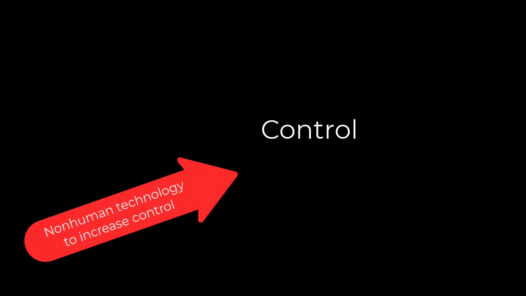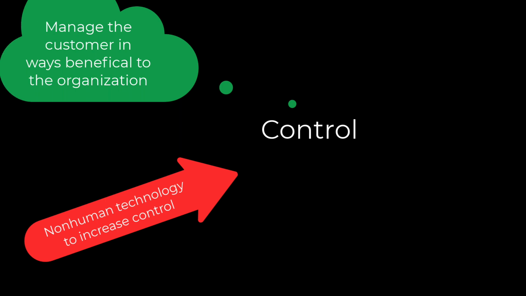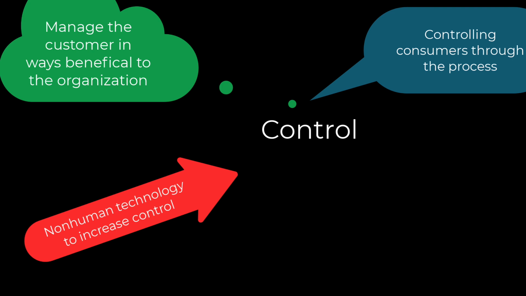Finally, we have control through non-human technologies. What this fundamentally means is using technology to increase control by the organization. It's a way to manage the customer, but it's generally in ways beneficial to the organization, not to the individual or the consumer. What you're effectively doing is controlling consumers all the way through the consumption process. How do we do this?